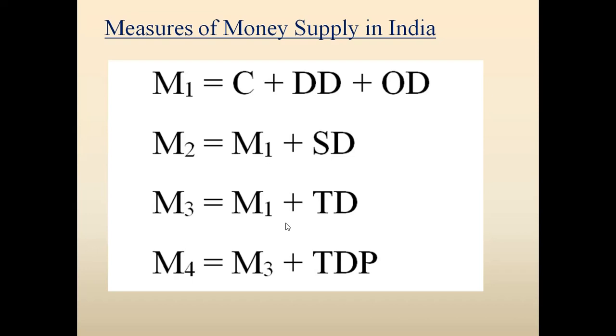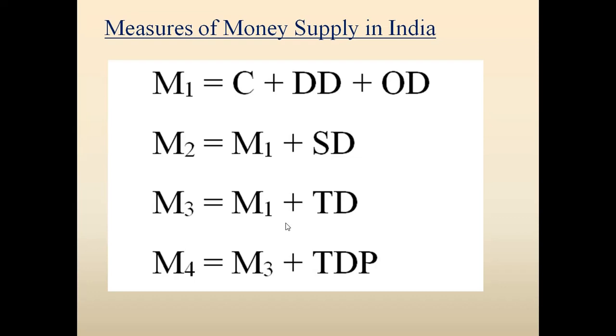And we have these four measures of money supply in India: M1, M2, M3, and M4. There are other things also, like the components of money supply. We don't have to go in depth about it because it has been removed for this particular year. You just have to understand the concept. What is M1, M2, M3, M4? If you just understand from the formula, it will be okay.